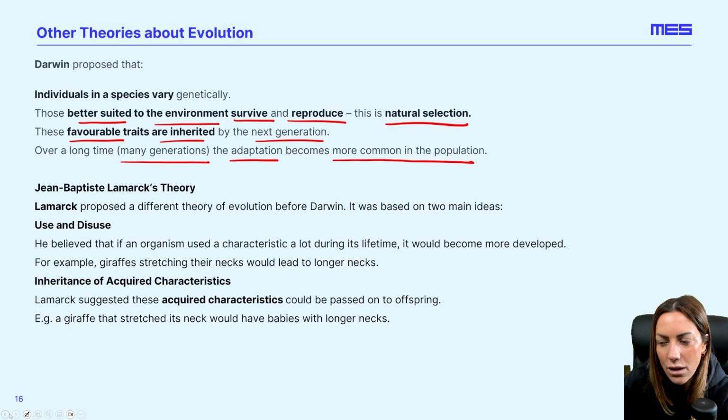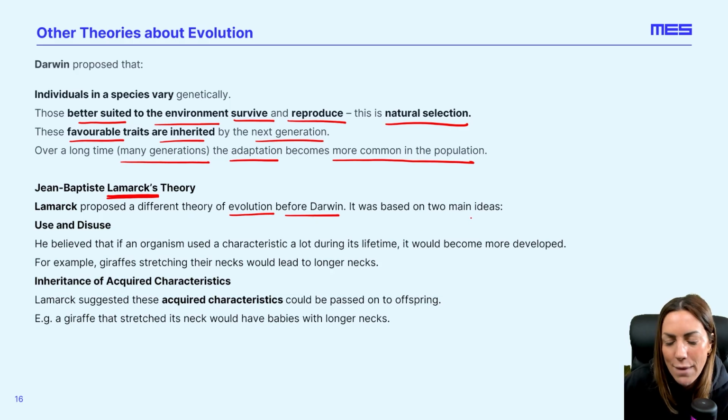Now, we need to know about another theory. This theory was proposed by Jean-Baptiste Lamarck. You don't have to know his first name, but you should know his surname, Lamarck. He proposed a different theory of evolution before Darwin's theory of natural selection. And it was based on two main ideas.